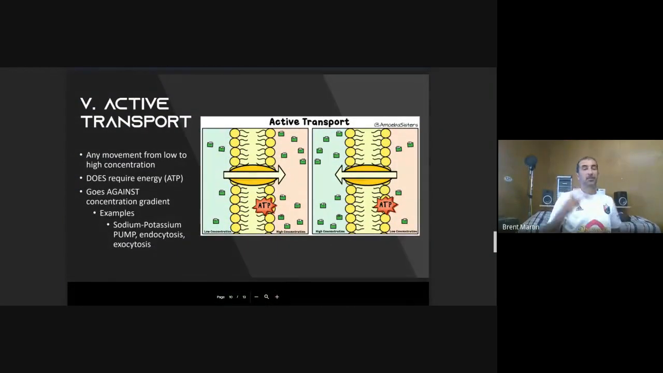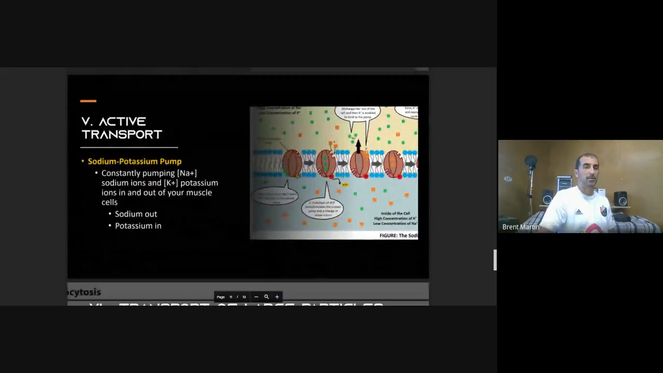Active transport is defined by the opposite three things. Active transport moves any movement of molecules from low to high concentration. It does require a molecule of energy called ATP, and it goes against the concentration gradient. That means it's moving things from low to high. Your biggest example is the sodium-potassium pump, and then endocytosis and exocytosis.